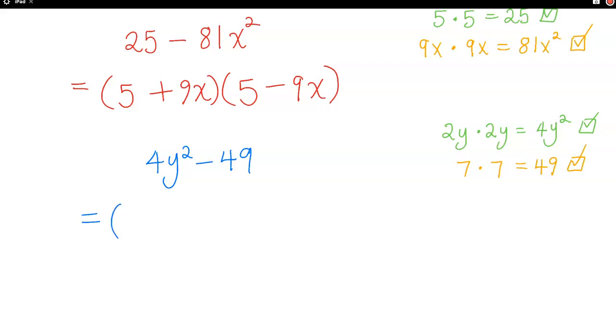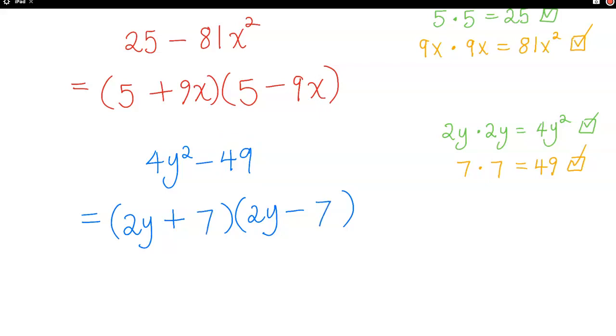So we're going to have two factors. In their first position, I'll write down 2y and 2y, because 2y times 2y is 4y squared. After the 2y, one of the factors will have a plus sign. The other one will have a minus sign. Okay? Now let's take the square root of 49. The square root of 49 is 7. So I'm going to write down 7 in here and another 7 right there.